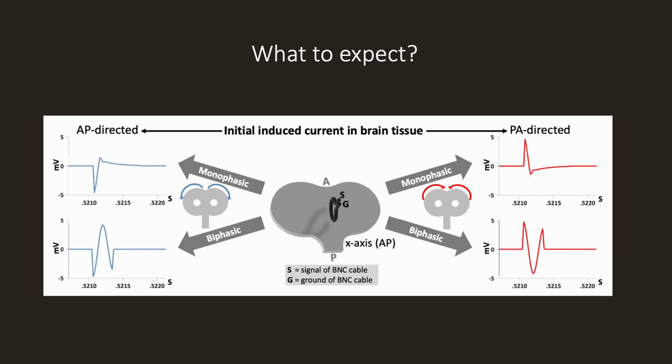This figure shows how your signal should look when holding the loop probe in the center of the coil. The left side of the figure refers to the initial AP directed induced current in the brain, while the right side corresponds to PA. Furthermore, the expected signal of a monophasic pulse is plotted on the top, while the signal corresponding to a biphasic pulse is plotted on the bottom.